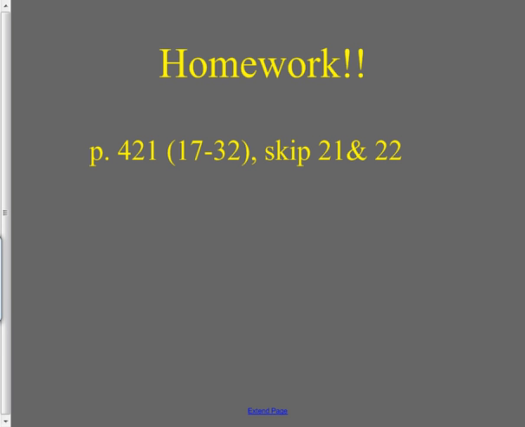So your homework for tonight, make sure you skip numbers 21 and 22. They're really weird, and I'm not sure I know how to do them. And your assignment is 17 through 32, skipping 21 and 22.